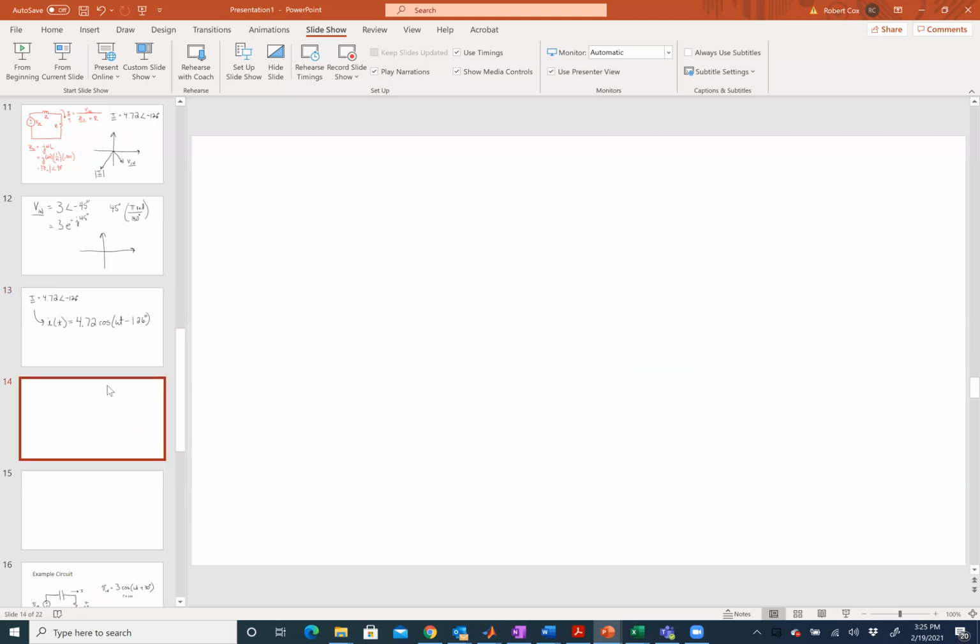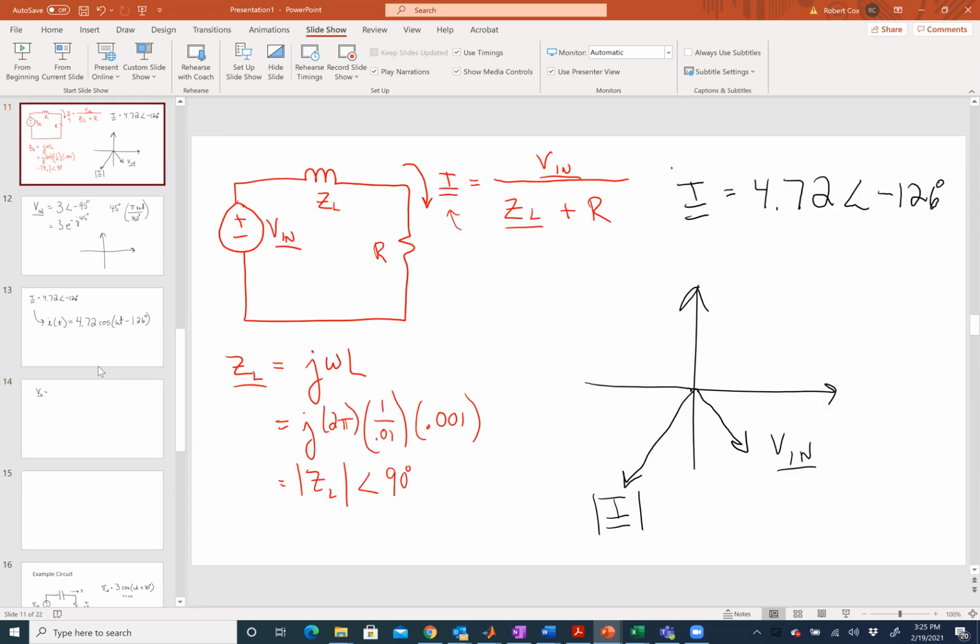So if I wanted to figure out the voltage across the inductor, V sub L, given this, how do I figure out the voltage across the inductor? Now that I know the current, how can I figure that out? So here's V sub L. How can I figure that out? Somebody other than Tone. The V in minus VR.